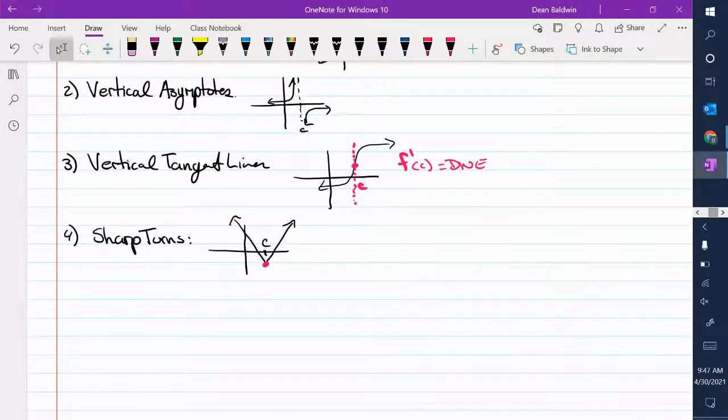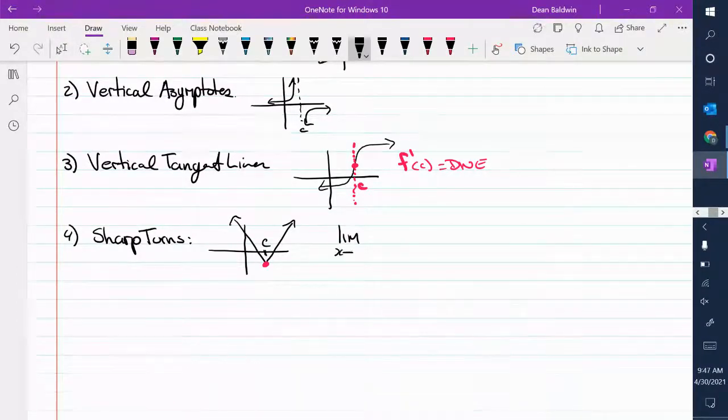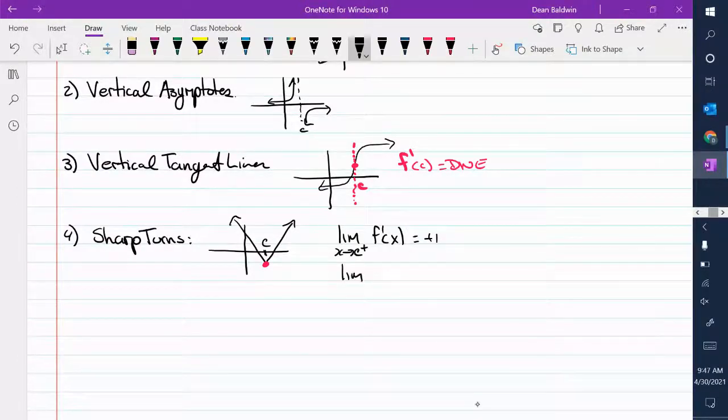But the reason why is the limit as x goes to c of the derivative from the right side, in this case I'll just make up these numbers, would be 1. This is a positive slope. Sorry, you can't see my hand. I can't do math today. Sorry. And coming from this side is a negative slope, say -1. Since the limits don't match, the limit doesn't exist, so the derivative doesn't exist.